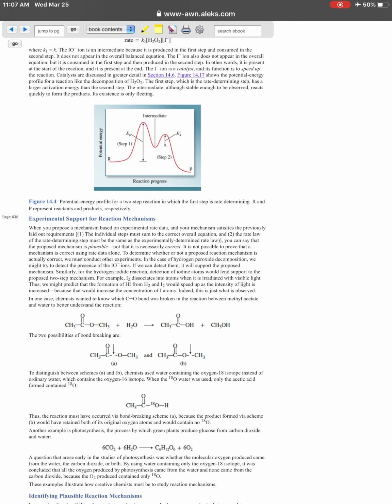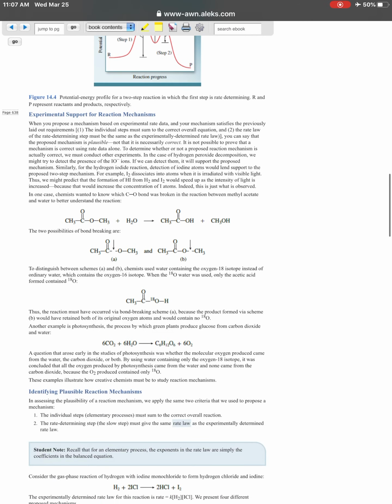So this is the potential energy profile for a two-step reaction in which the first step is rate determining. R and P represent reactants and products respectively. Potential energy versus reaction progress. Reaction step 1 has an activation energy. Then it lowers in energy to form an intermediate. Then there is a second step, which has a second activation energy, smaller than the first, and then it forms the products. The first step has the largest activation energy. Therefore, it is the rate limiting step or the rate determining step.